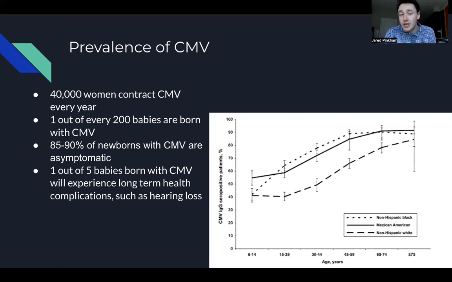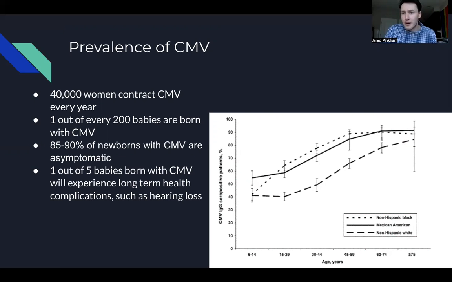Now this one is pretty jarring. 1 out of every 200 babies are born with CMV. That's a pretty high number. However, 85 to 90% of these newborns who are born with CMV are asymptomatic. So they're coming out with no symptoms, we're not screening for it. And what happens most times is as the child grows up, the CMV exits that latent stage and symptoms start to occur. So 1 out of 5 babies born with CMV will experience these long-term health complications, such as hearing loss. Other forms are blindness. That's another common one with CMV.